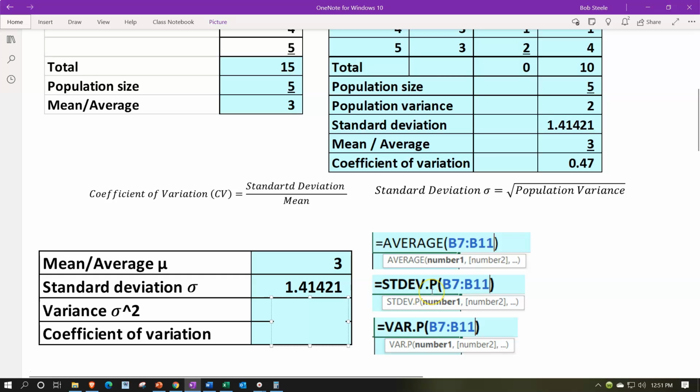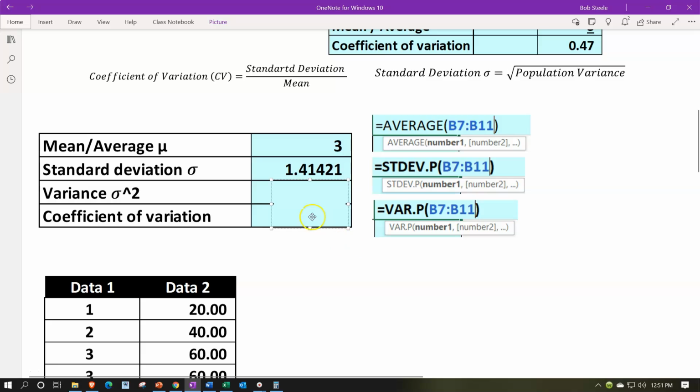STDEV.P. Now there's a .P formula and there's a .S formula, which can be slightly different whether you're taking the population or the sample. We're going to be working with population calculations here. If you're interested in the difference between the population and sample, then there's a lot of information about that if you research it on your favorite browser search or a YouTube search or something like that. And then we're going to take the variance. So you could do that with a formula, which would be equal VAR.P. Once again, there's a difference between P standing for population and S, which would stand for the sample.